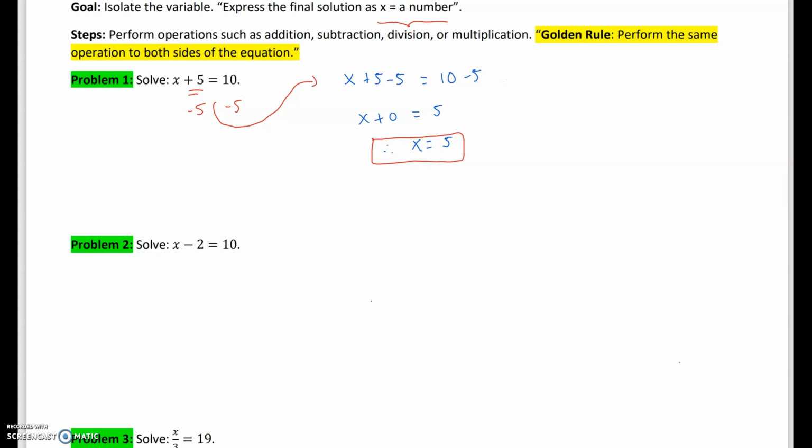Let's take a look at problem 2. And in problem 2, the operation that is being performed to the x's is a subtraction. So to cancel that 2, we're going to be adding 2.